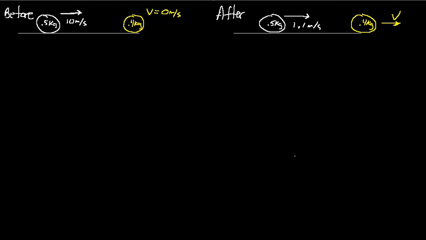After they collide, the 0.5 kilogram white object slows down considerably. It slows down from initially going 10 meters per second. Now, after the collision, it's going 1.1 meters per second. And the question is then, how fast is the yellow 0.4 kilogram object going to be moving? And in what direction?